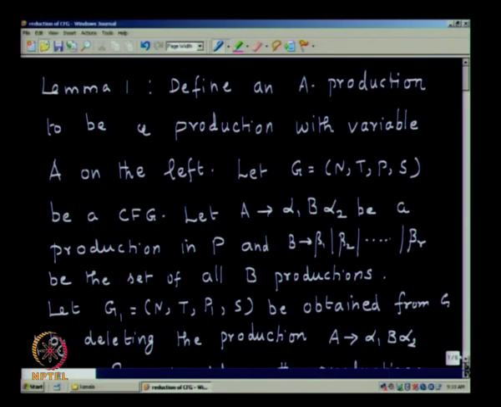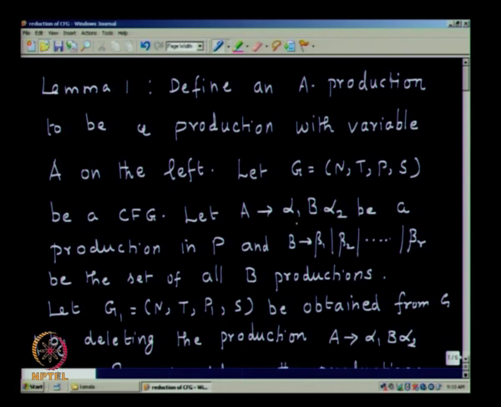Lemma 1 says that, define an A production to be a production with a variable A on the left, and if you have a grammar G equal to (N, T, P, S), then for some reason if you want to get rid of the rule A goes to alpha 1 B alpha 2, where alpha 1 and alpha 2 are some strings, then instead of this you have to include a set of rules. With B on the left hand side, the set of B productions are B goes to beta 1, B goes to beta 2, B goes to beta R.